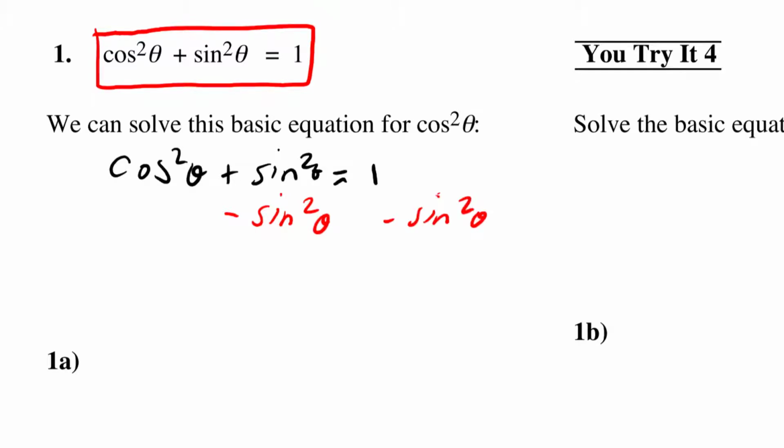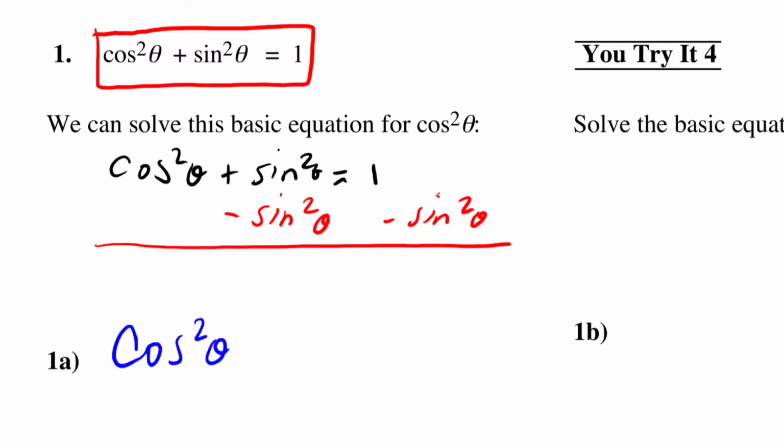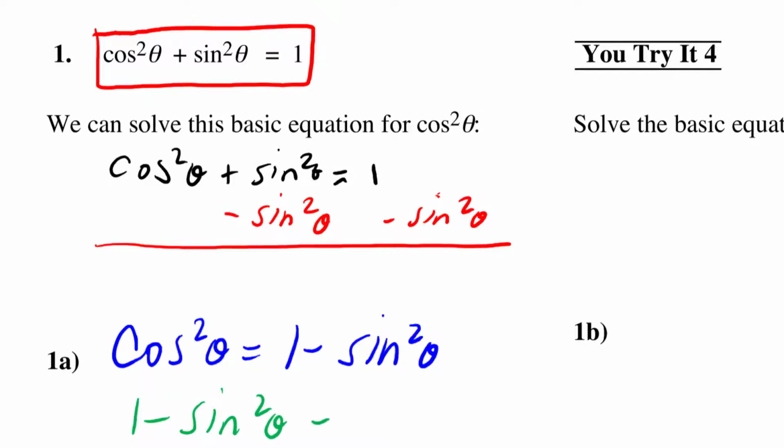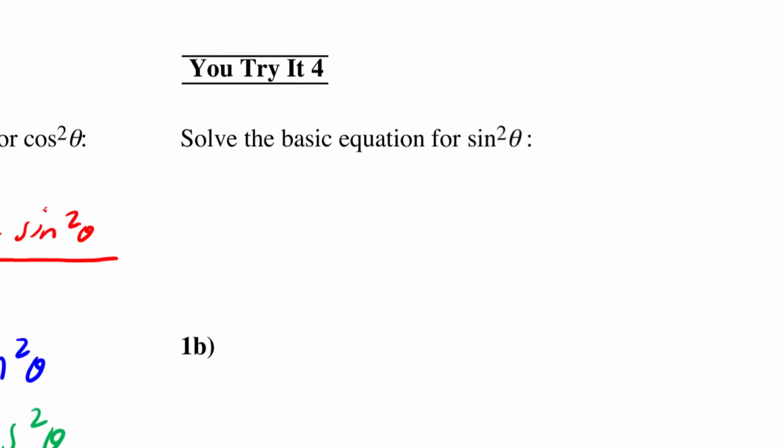And when we do, we get cosine squared theta all by itself on the left, and on the right side equals 1 minus sine squared theta. This is another Pythagorean identity, and you'll want to know it well. One thing about identities, and this is very true for Pythagorean identities, we can rewrite them in the other direction. So 1 minus sine squared theta equals cosine squared theta. Now you want to become very familiar with these Pythagorean identities.